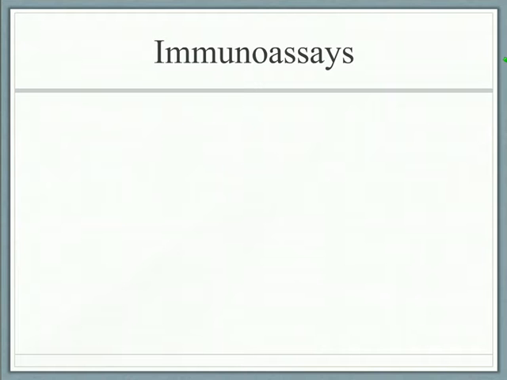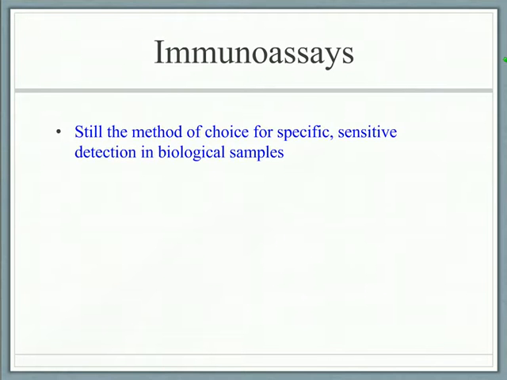So first of all, why do we use antibodies and immunoassays? Immunoassays or antibody-based assays really are the workhorse for the analysis of proteins in biological samples. Many other types of assays have been developed, particularly in the mass spectrometry area for analyzing proteins, but antibodies and immunoassays remain the method of choice for specific and sensitive detection in biological samples.